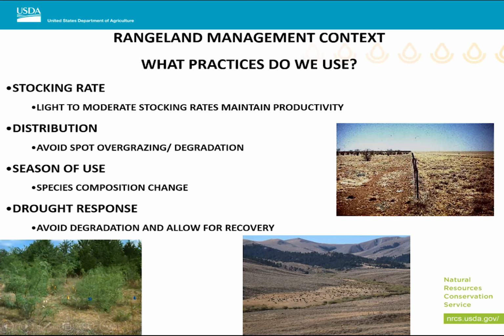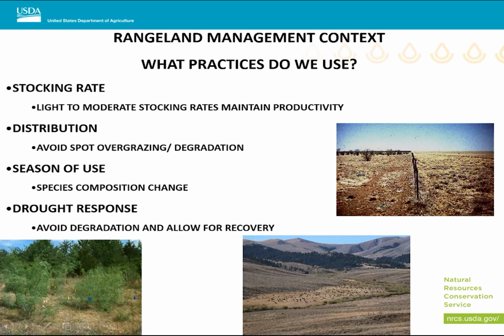Always stocking rate. That's why we know a lot about it. That's why that first figure I showed, uncertainty, that's where we have our best understanding of how these rangeland ecosystems function, is the relationship between stocking rate and forage consumed. We manage distribution to get good distribution, avoid spot overgrazing and the degradation that comes with that.